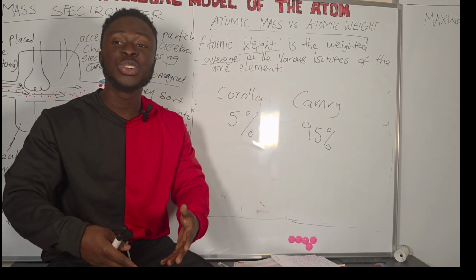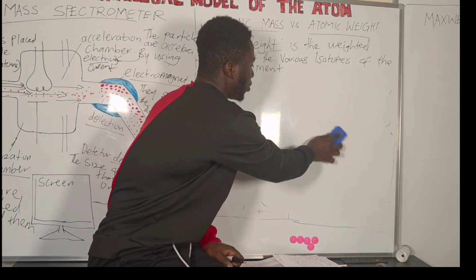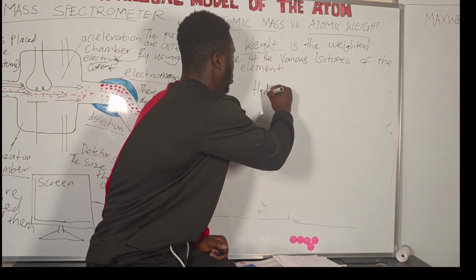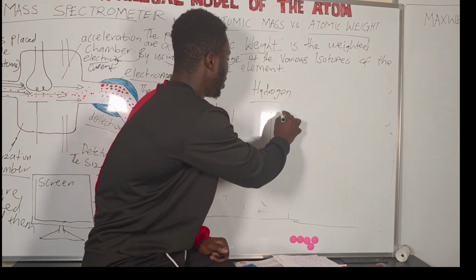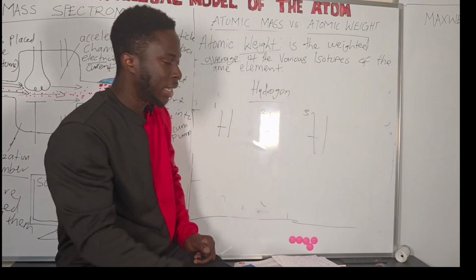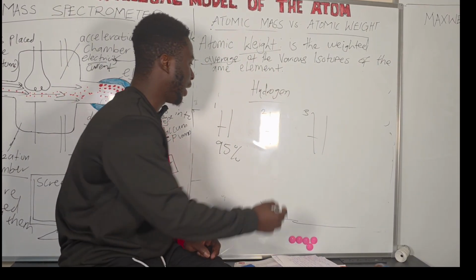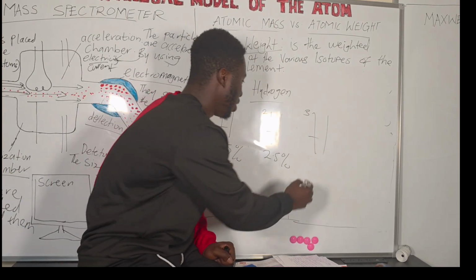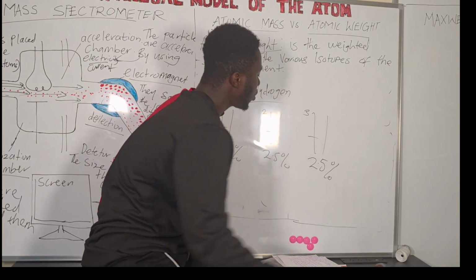If I take the hydrogen atom, for example, it has hydrogen 1, hydrogen 2, hydrogen 3. But hydrogen 1 is like 95% of hydrogen, and then hydrogen 2 is, let's say, 2.5%. These are rough figures, by the way. And hydrogen 3 is also another 2.5%, right?